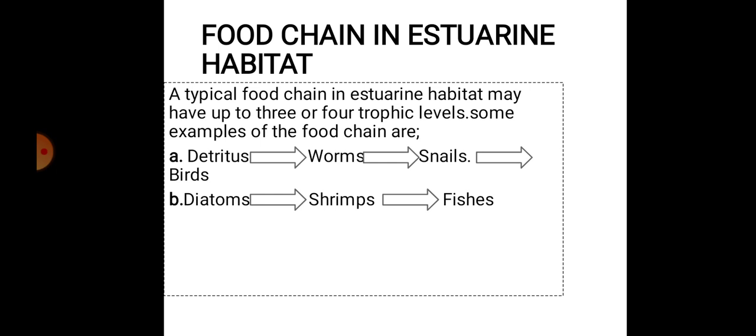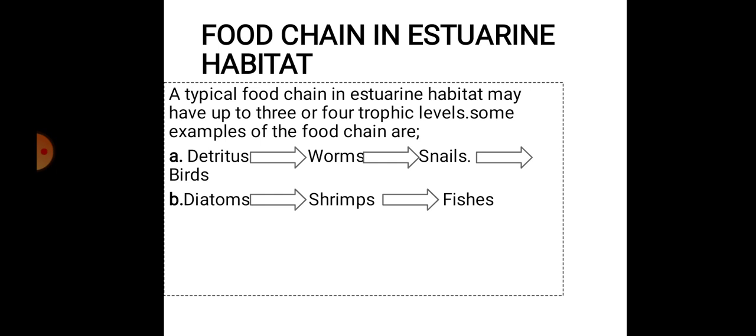Now let us look at the food chain in estuarine habitat. A typical food chain in an estuarine habitat may have up to 3 or 4 trophic levels. An example of a food chain starts with detritus. I told you, like from the word debris, all the dirt, the tiny grasses, the leaves, and all of those, they will be eaten by worms. Then snails will eat the worms, and birds will eat the snails. So these are the 4 trophic levels.